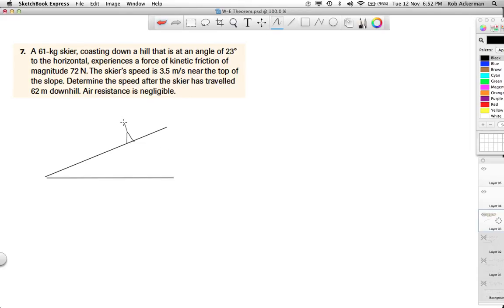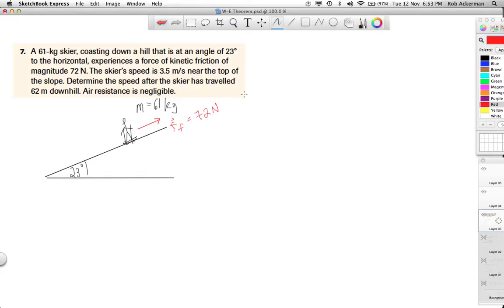Here is our skier. Okay, the angle of the hill is 23 degrees, and the mass of the skier is 61 kilograms. I'm using the correct symbols, units, and I'm labeling everything. There is friction. Okay, that acts backward, and I'm going to draw it in right here. Force of friction, which is 72 newtons.